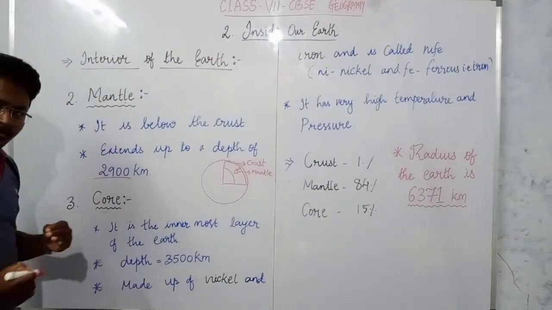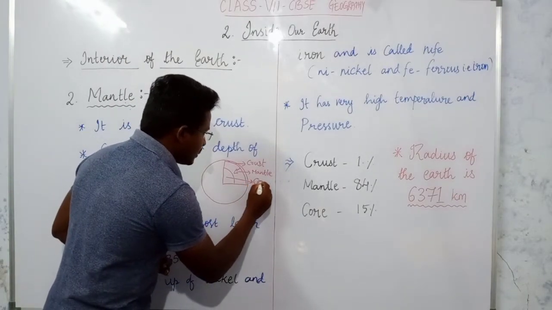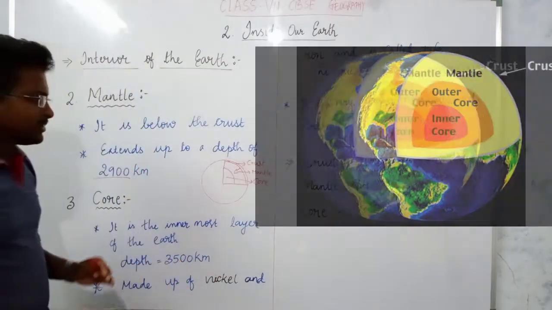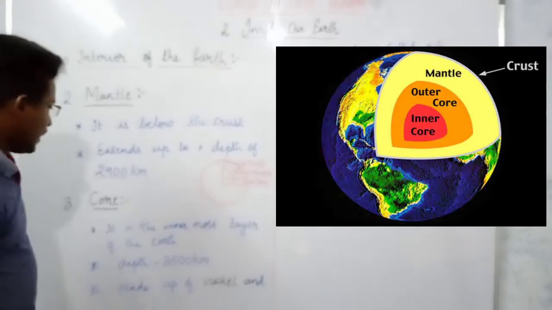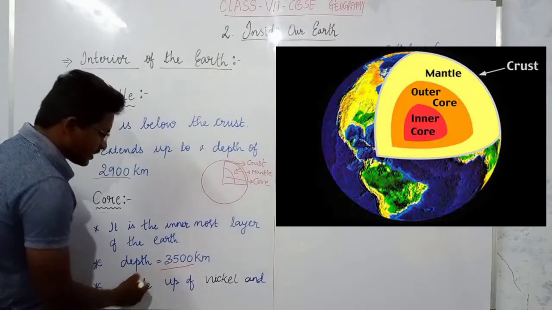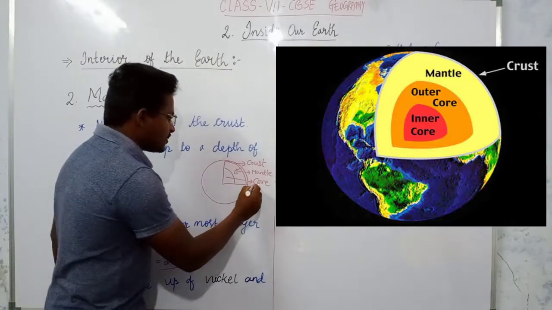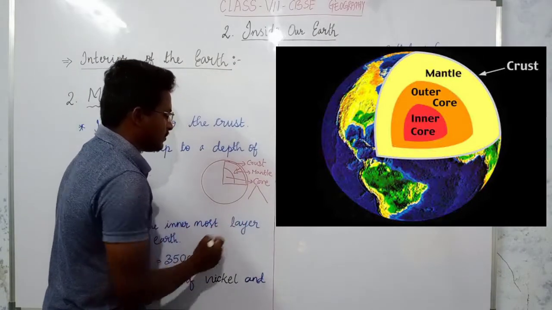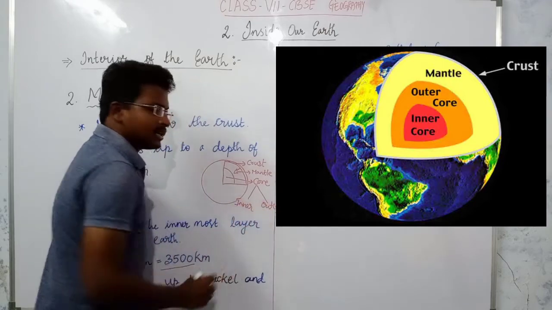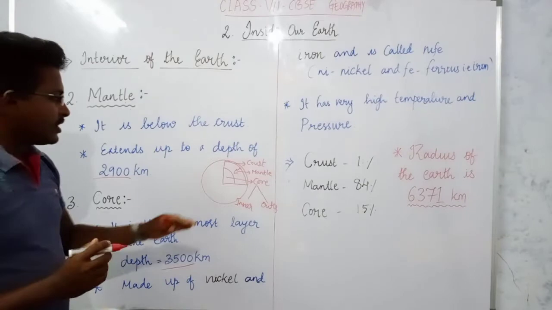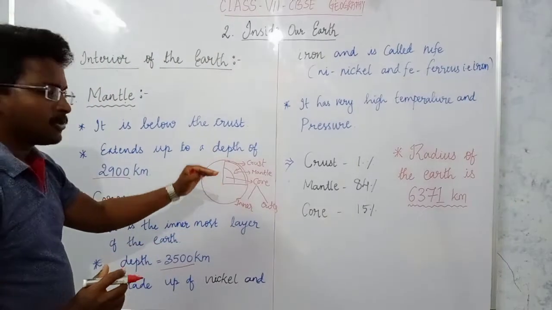Then below the mantle you can find what we call the core. The innermost layer of the earth is the core, and the depth of the core is almost 3500 kilometers. In this you can also take two different types of core: one is the inner core, the second one is the outer core. But in your textbook they haven't given much about the inner core and outer core, so let us only discuss the core.